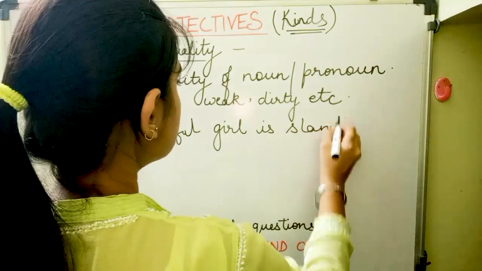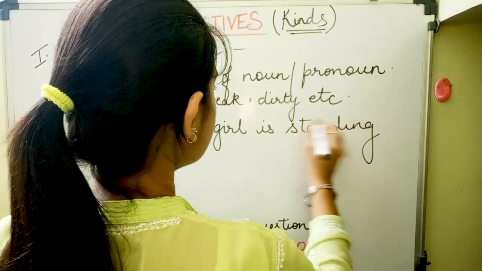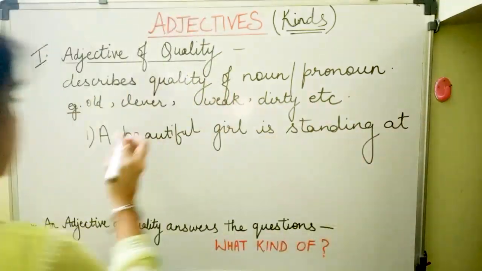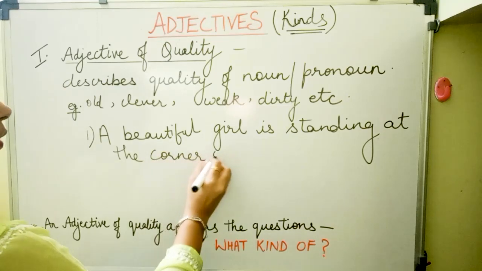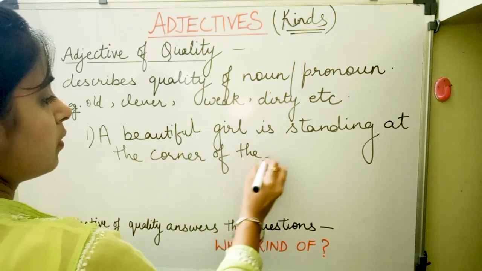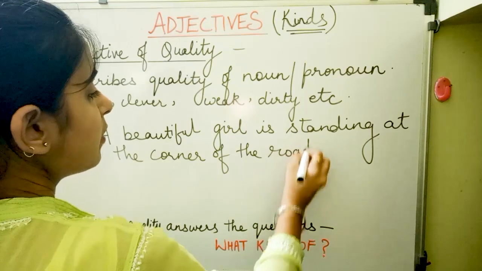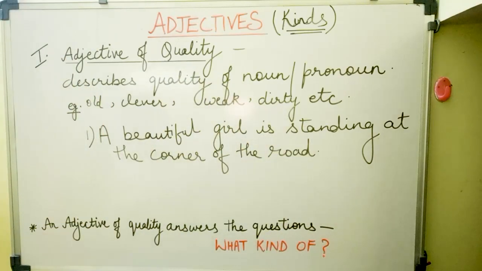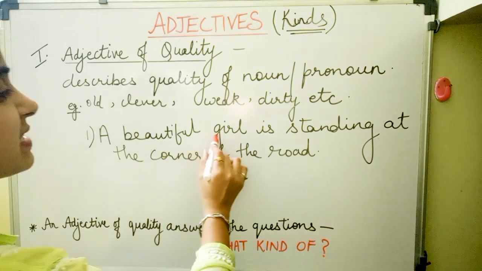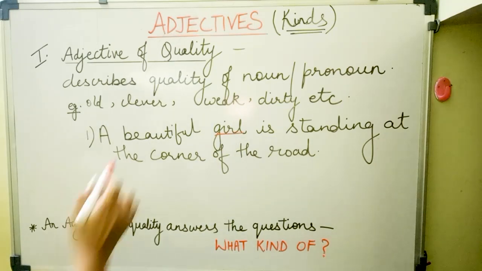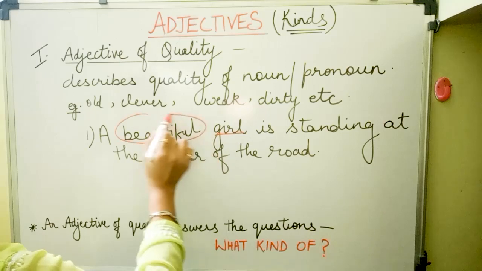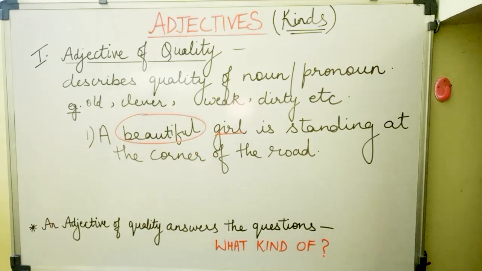A beautiful girl is standing at the corner of the road. Now in this sentence, what is the adjective of quality? Adjective of quality describes a noun or pronoun. The noun here is girl. So the adjective that is describing the girl is beautiful. So beautiful is the adjective of quality over here.